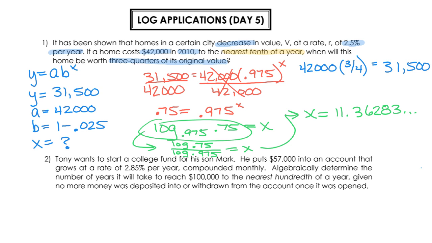11.36283... And they asked us nearest tenth of a year. First decimal, look next door, and that's going to move it up. And so we'll say our final answer is 11.4 years. And that's how long it's going to take for the value of our house to go from 42,000 down to 3/4 its value with that rate of 2.5%. Okay, good. All right, let's take a look at number 2.